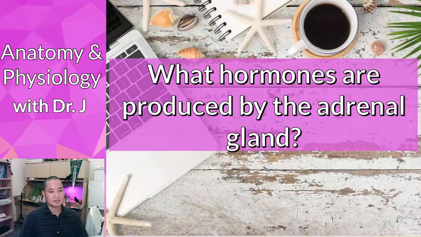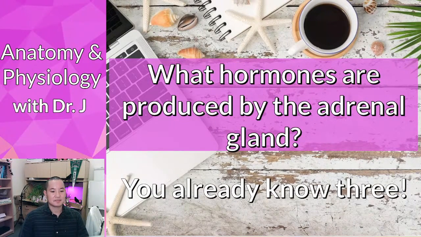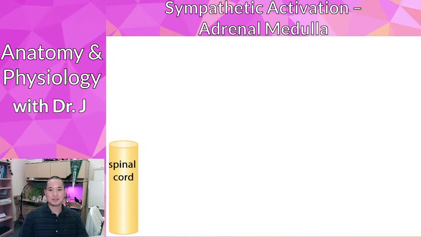And then, what hormones are produced by the adrenal gland? Let's talk more about that. You might be like, ooh, okay, think about what hormones are produced. Well, you already know three of them. And you might be, whoa, three already? Yes, you did cover this, as a little review from last semester and the sympathetic nervous system.